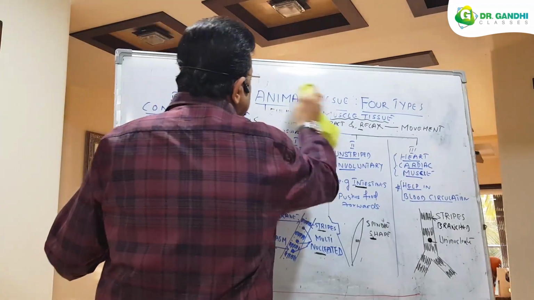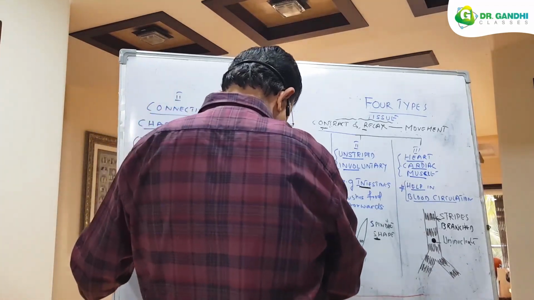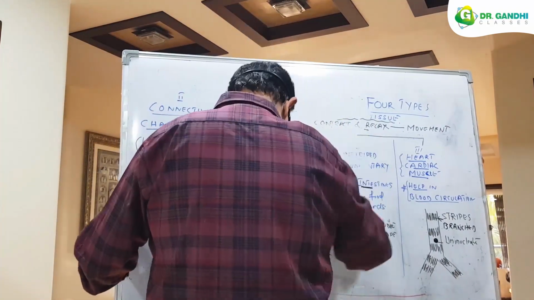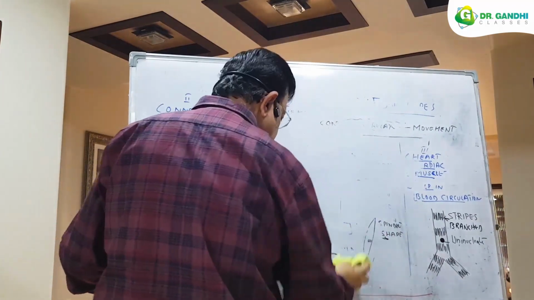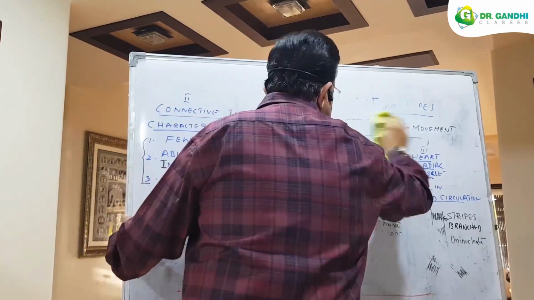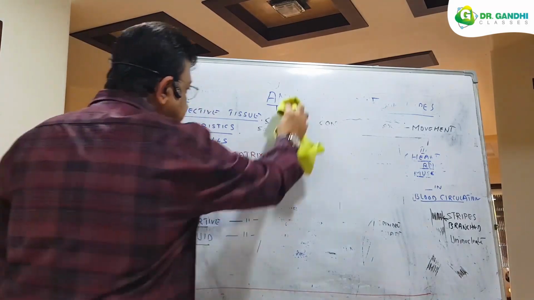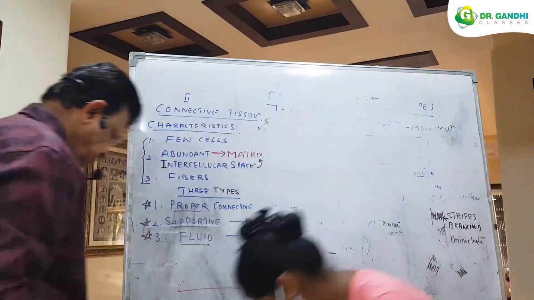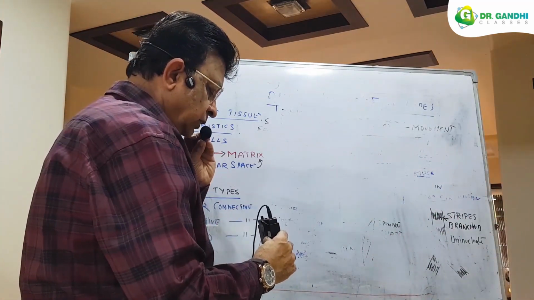So I'll just take off this one now. So we just finished the three types of muscle tissue. We now study... Can I get the mic, please? The connective tissue. Hello? Hello?